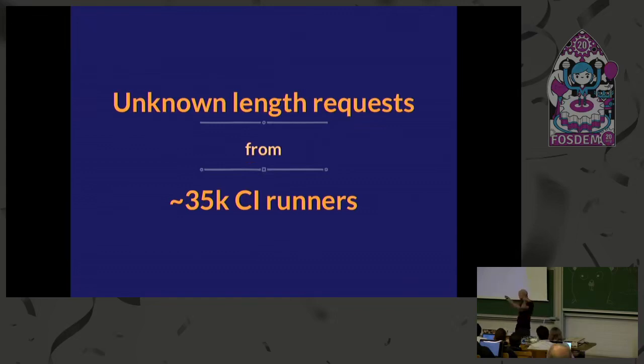We had around 35,000 CI runners in the wild, outside of our control, that were sending artifacts without a content length, because they were compressing it in transit directly on the upload request. So we cannot have the size without writing it directly on disk. So this was a big problem.